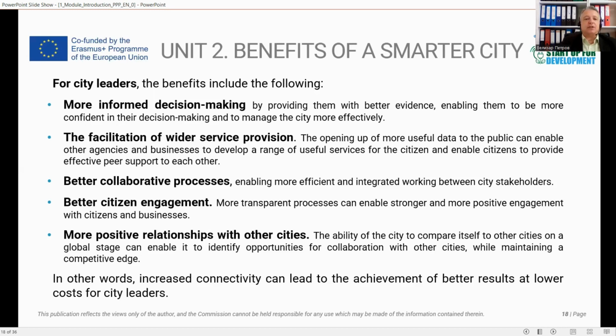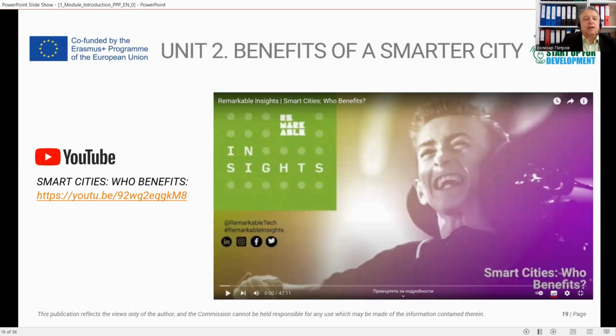More positive relationships with other cities. The ability of the city to compare itself to other cities on a global stage can enable it to identify opportunities for collaboration with other cities while maintaining a competitive edge. In other words, increased connectivity can lead to achievement of better results at lower costs for city leaders. Here you can find a video about smart cities and who benefits.